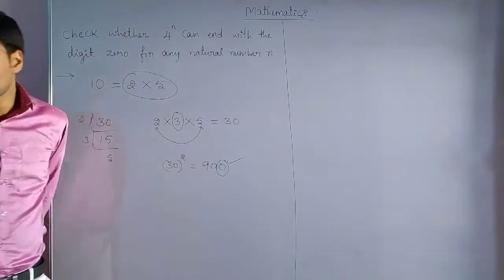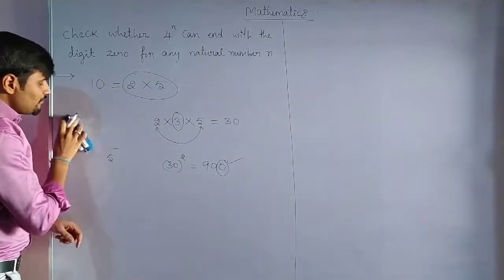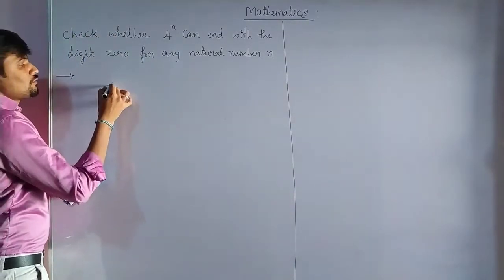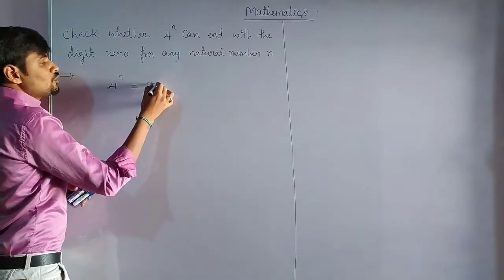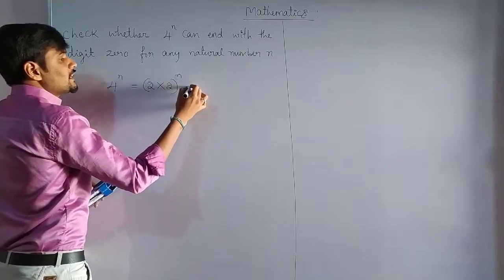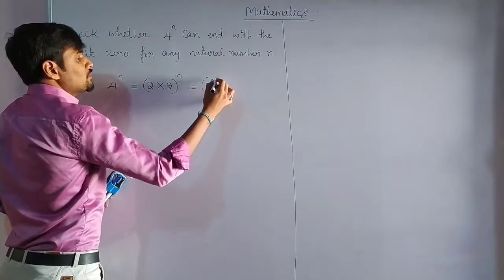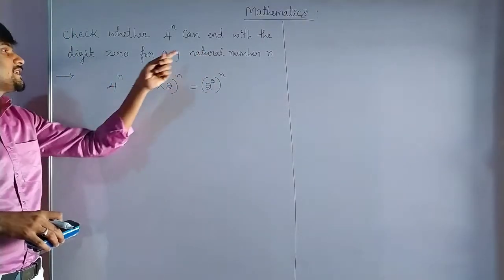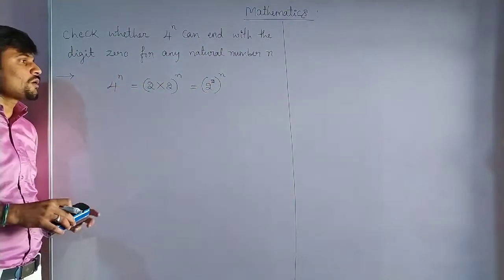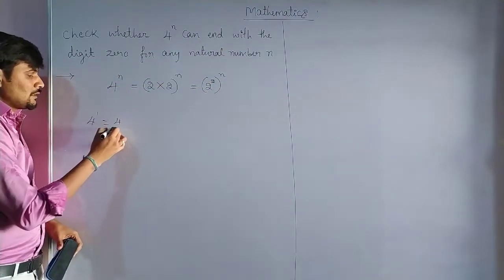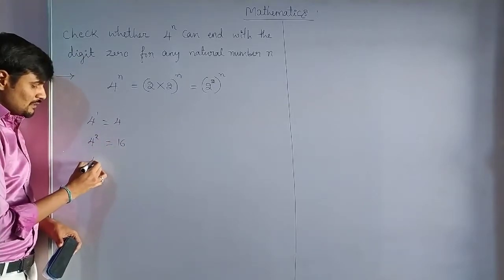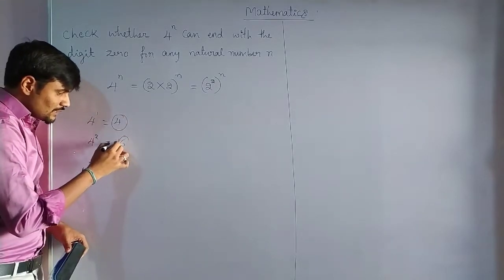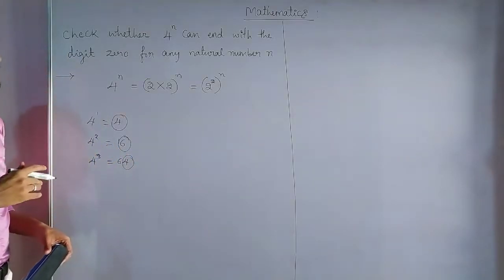Now let us go for the question: 4 power n. The prime factorization of 4 is 2 into 2, so 4 power n can be written as 2 square whole to the power n. If you substitute any value for n, a natural number as given in the question, 4 power 1 is 4, 4 power 2 is 16, 4 power 3 is 64. Observe, it cannot end with the digit 0.